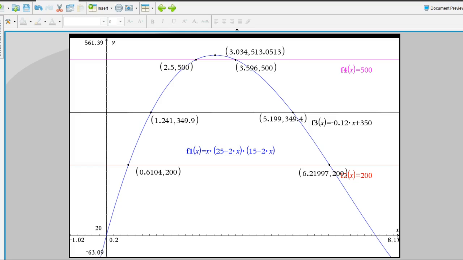So the first question we want to answer is, what is the x value that gives the maximum volume, and what is that volume? And that point is right up here. So we can see that the value is 3.034, 3.03 to the nearest hundredth, with a volume of 513.05. That's where the maximum is, and that's the maximum volume. Remember, that volume is in cubic inches. We have units in this word problem.